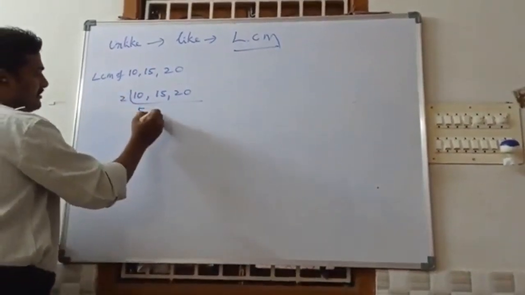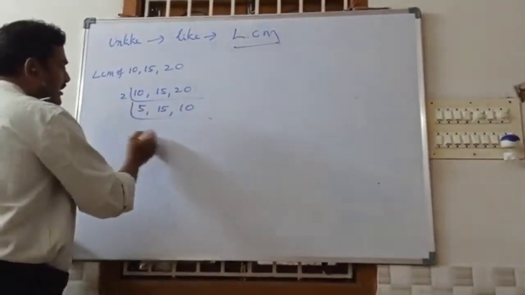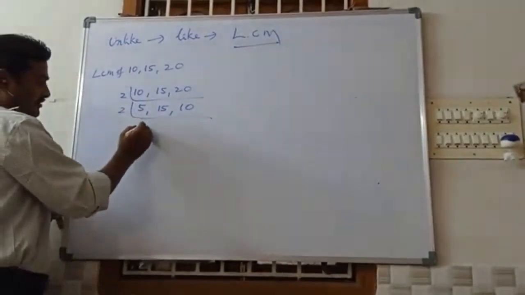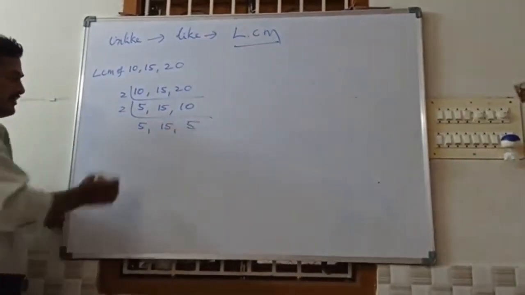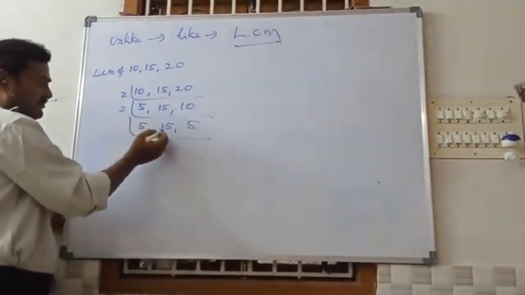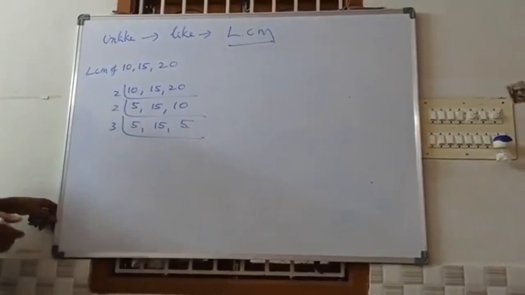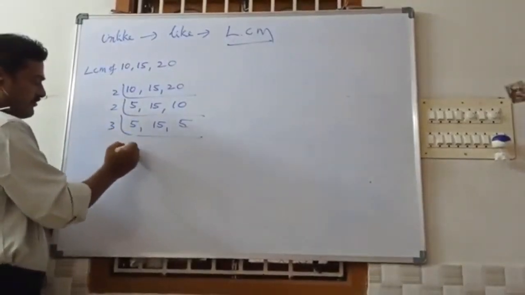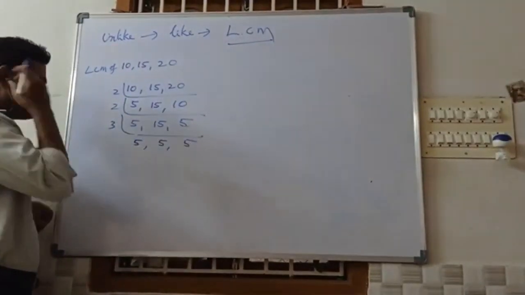2 5s are 10, 15 will not go, 2 10s are 20. Again 2 10s, 5, 15 will not go, 2 5s are 10. Now after that, the 3 table will go. First you can check from lowest to highest. Now we go for 3. 3 will not go into 5, 3 5s are 15. 5 will not go.